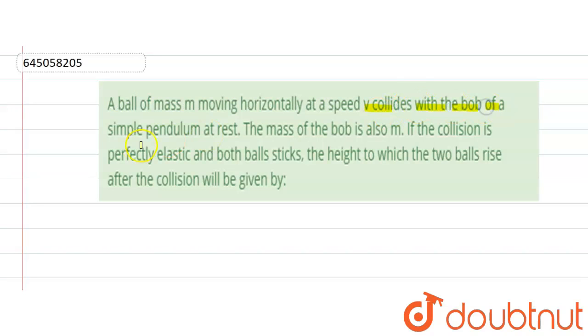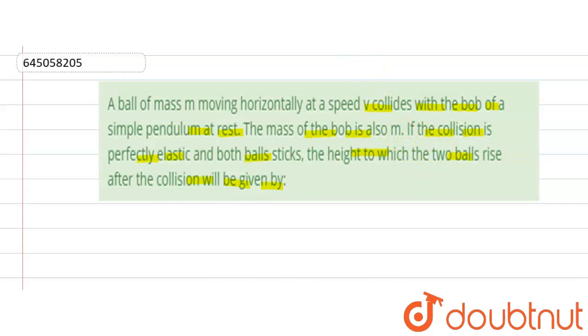Question is given: a ball of mass m is moving horizontally at a speed v and collides with the bob of a simple pendulum at rest. The mass of the bob is also m. If the collision is perfectly inelastic, and both balls stick, the height to which the two balls rise after the collision will be given by. So here we have to find the height to which the two balls rise after the collision.